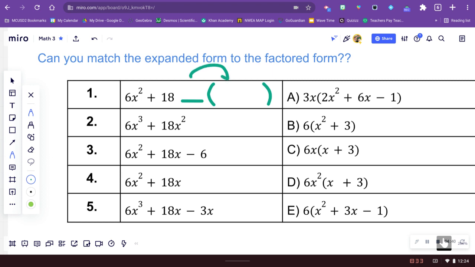And when I distribute through, I have to get back to my original. So I have to get back to the original two terms. So I have the two blanks there. And then if I look at the sign, it's positive.